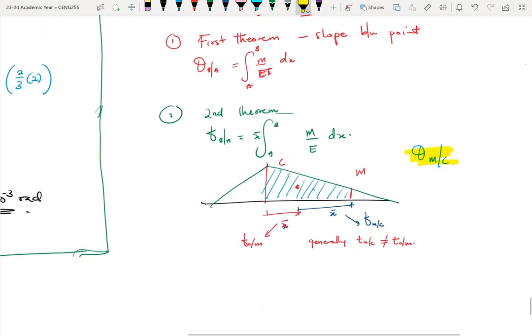Sorry, I didn't bring my I. This is M over EI. So it's always the M over EI diagram. So you have to divide: once you find the bending moment diagram, you need to divide that by EI. It means that you need to understand how to draw bending moment diagrams.